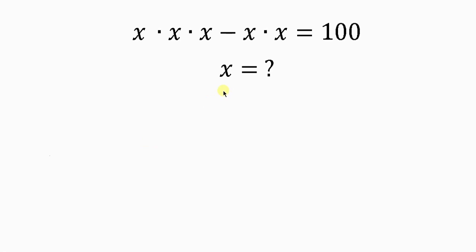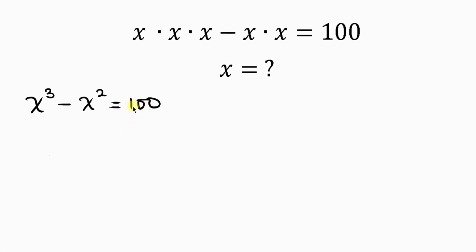Let's solve this math question, which says find the values of x for which x dot x dot x minus x dot x is equal to 100. Well, in mathematics, dot also means multiplication. So that means x times x times x gives x cubed, minus x times x is x squared, and this is equal to 100.